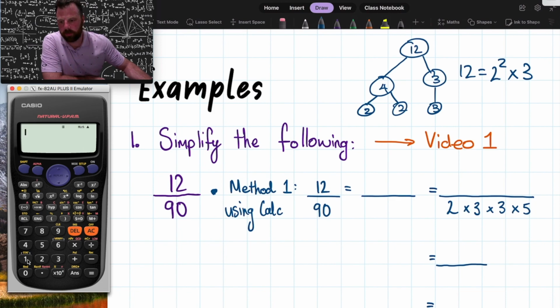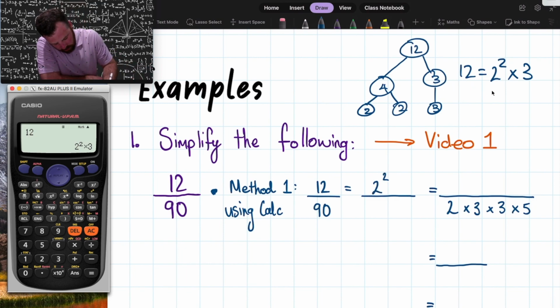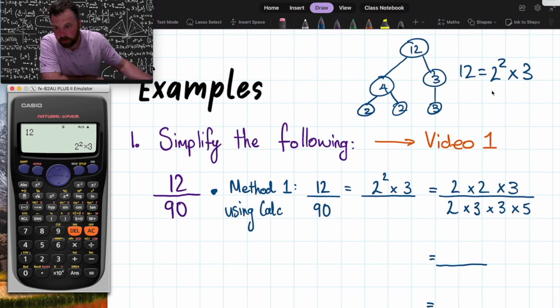Remember we can press 12 on our calculator. Above the degrees, minutes, seconds button, written in yellow, is this thing called Fact. So I go Shift, Fact, and you can see it says 12 is 2 squared times 3, exactly what we figured out. 2 squared times 3 is just 2 times 2 times 3. For 90, on our calculator, Shift, Fact, we can see it's 2 times 3 squared times 5, which equals 2 times 3 times 3 times 5.